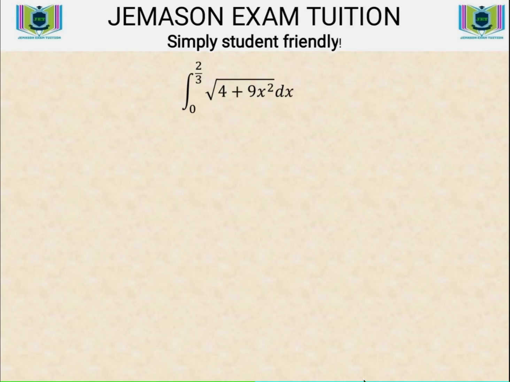Hello, today we look at this definite integral. It says integral from 0 to 2/3 of the root of 4 plus 9x squared dx. Actually, to do this integral, we have two options. Either we can use a trigonometric substitution or a hyperbolic substitution.